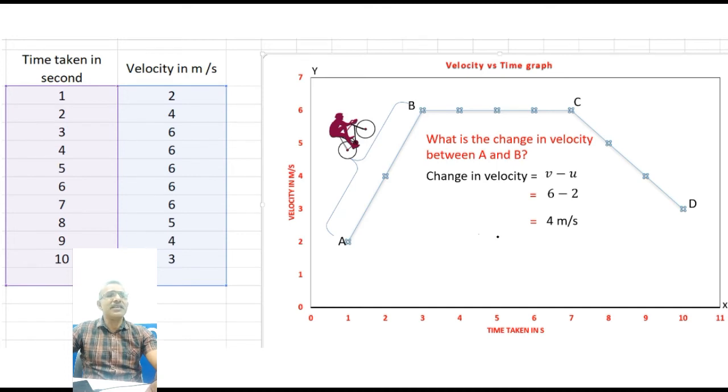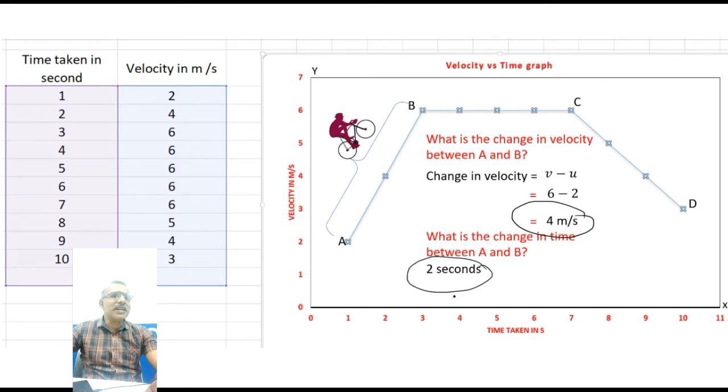We have already learned how much the change in time is when we travel from A to B. And very simple, I have already told you how much: 2 seconds. Now with these values, we are going to find another physical quantity. We have the change in velocity, we have the time taken. So our next question will be, what is the acceleration?